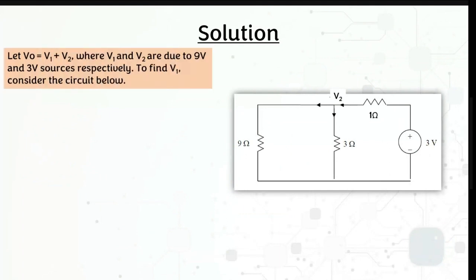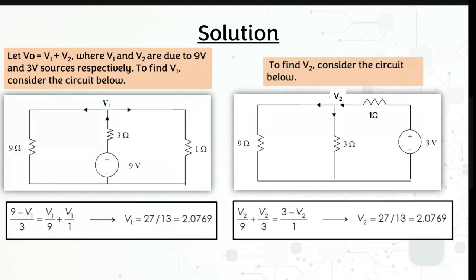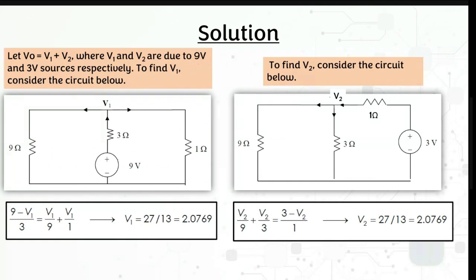First we have to eliminate one source. We want to calculate the V1, which is coming from the 9 volts. So we turn off the 3 volt source here, and we just leave it as a short circuit. And then we will have this circuit, if you redraw it again.